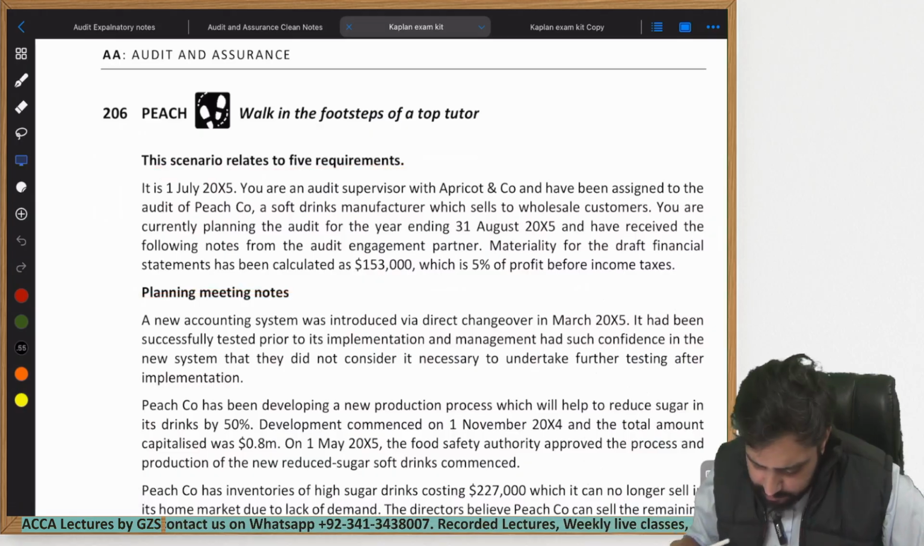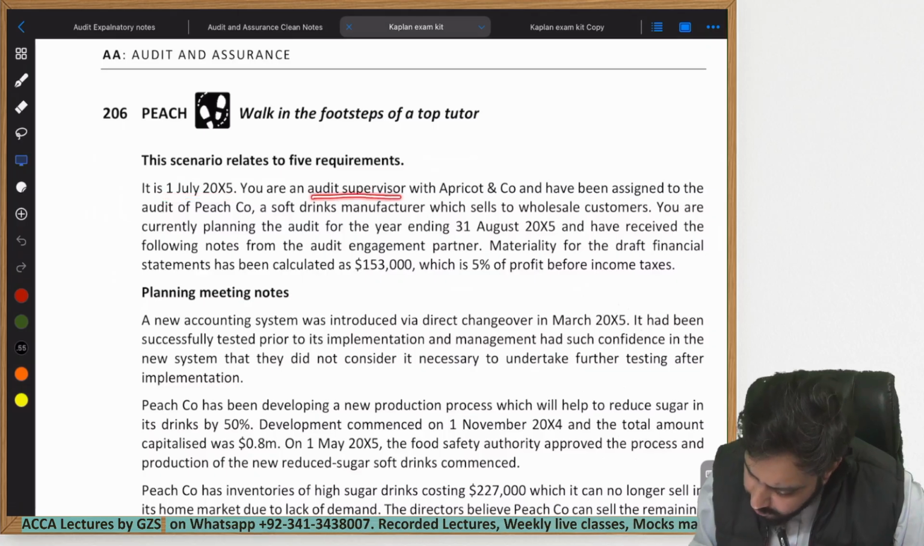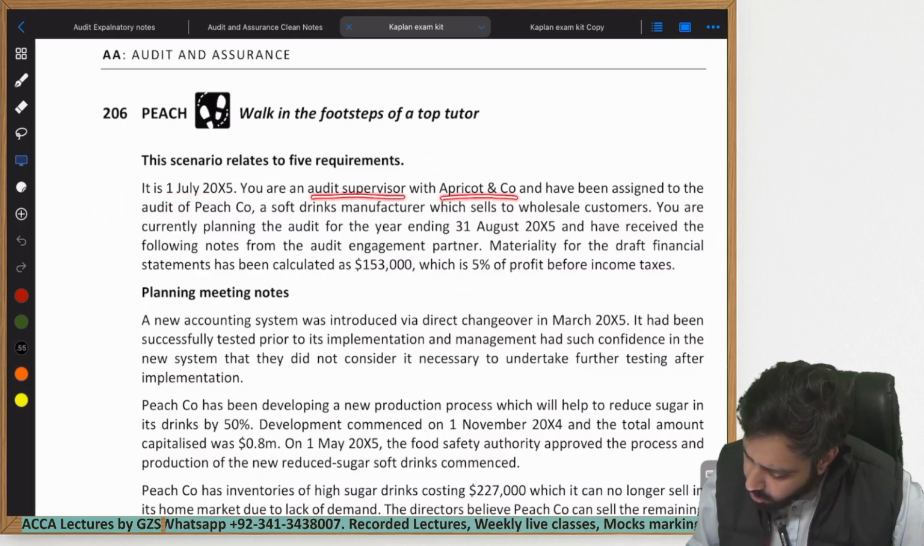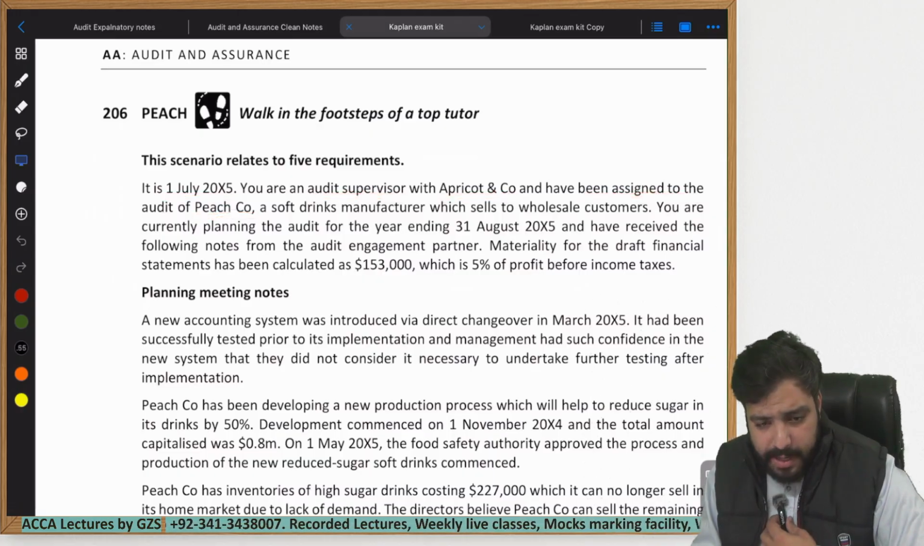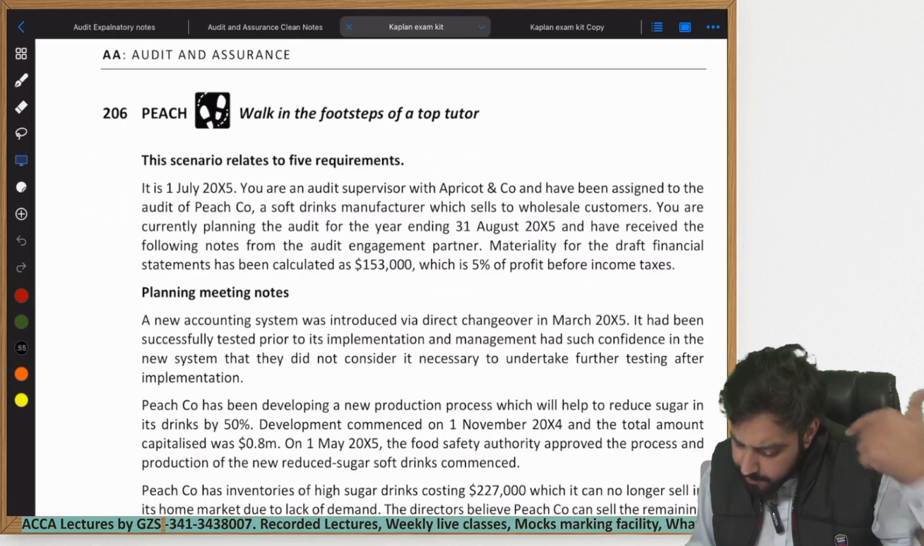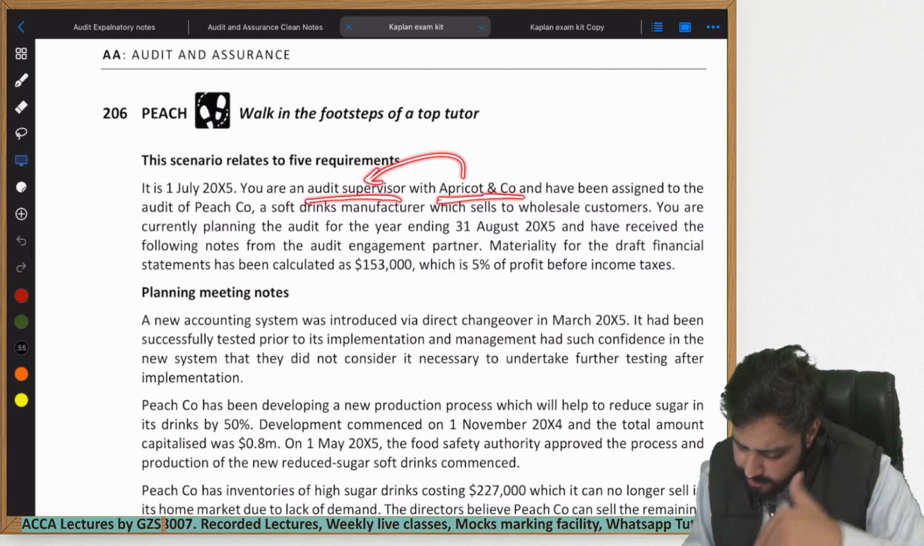So let's read it first of all. It is 1st of July 2015. You are an audit supervisor with Apricot Corporation and have been assigned to the audit of Peach Corporation. So the name of the company is Peach Corporation and the name of our audit firm is Apricot Corporation, and I am an audit supervisor within this audit firm.